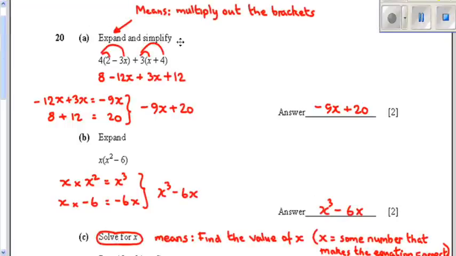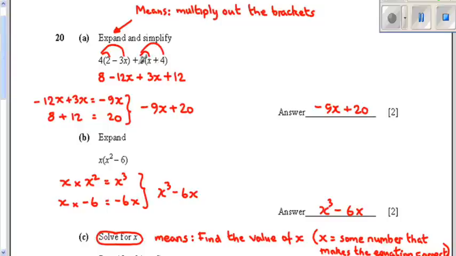Okay, so 20A, we've been asked to expand and simplify. So remember, expand means multiply out the brackets. So this means that number 4 in front, we're going to multiply the 4 by each term inside the bracket. So 4 times 2 is 8. Then we're going to multiply the 4 by the minus 3x, and that gives us minus 12x.